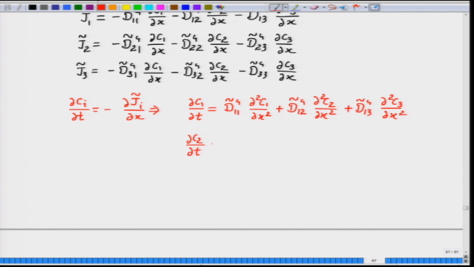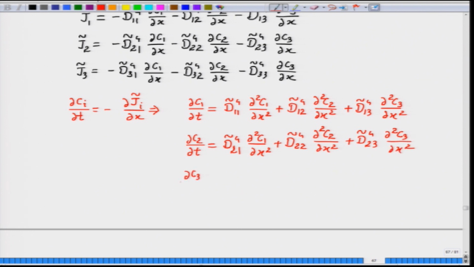For component 2, dou C_2 by dou t is equal to D_21 tilde 4 dou 2 C_1 by dou x squared plus D_22 tilde 4 dou 2 C_2 by dou x squared plus D_23 tilde 4 dou 2 C_3 by dou x squared, and for the third component, dou C_3 by dou t is equal to D_31 tilde 4 dou 2 C_1 by dou x squared plus D_32 tilde 4 dou 2 C_2 by dou x squared plus D_33 tilde 4 dou 2 C_3 by dou x squared.